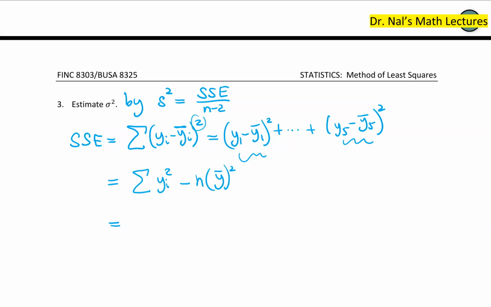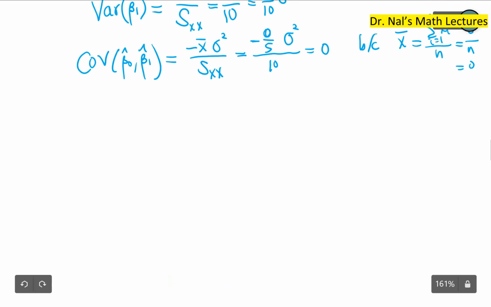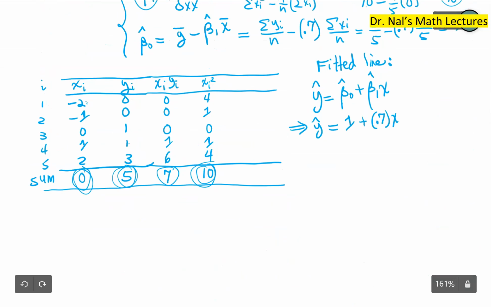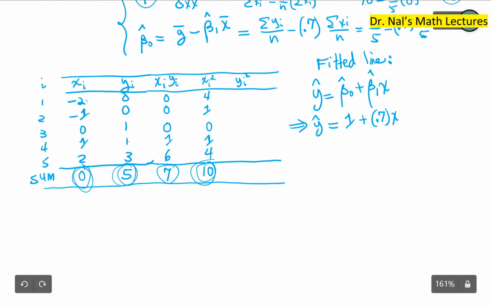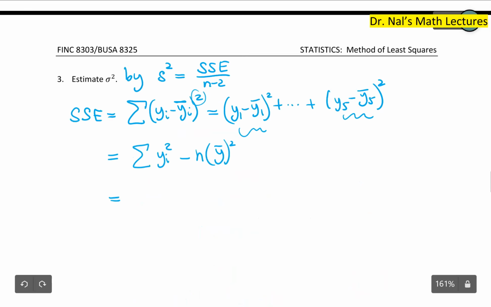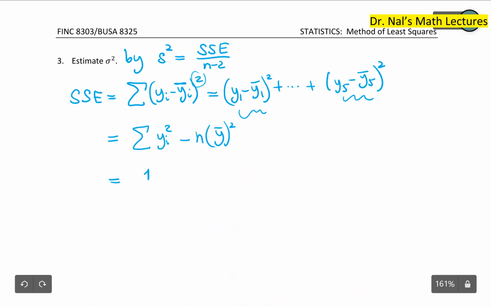So yi squared is, well, actually, I forgot to have that one in my table. Okay, let's quickly add another column here. We're just going to square all these numbers. So 0, 0, 1, 1, 9. You add them up, so you get 10, 11. Does that make sense? So the sum of yi squares is 11. So this one is 11 minus 5 observations.